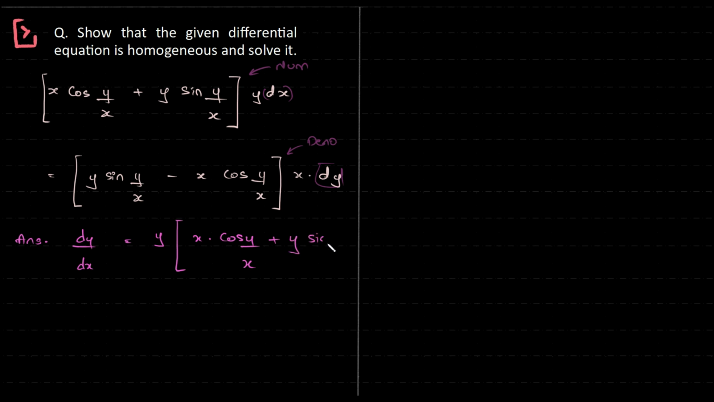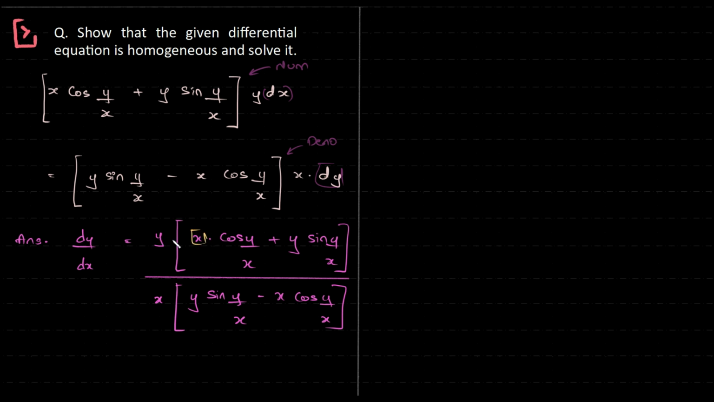Plus y sine y by x. As you can see, I'm writing the question directly in this form. So x divided by y sine y by x minus x cos of y by x. Right. So here I need to re-express in the form of y by x. So there is an x over here, there is a y over here, so on and so forth. So what we can do is take x common in the numerator, and here again x common.